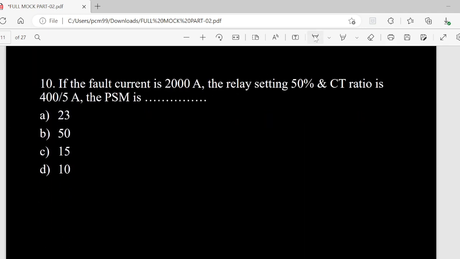Question number 10. If the fault current is 2000 ampere, the relay setting is 50%, and the CT ratio is 400 upon 5 ampere, the time setting multiplier is? First of all calculate the value of pickup current, then calculate the time setting multiplier. The correct answer is option D, 10.